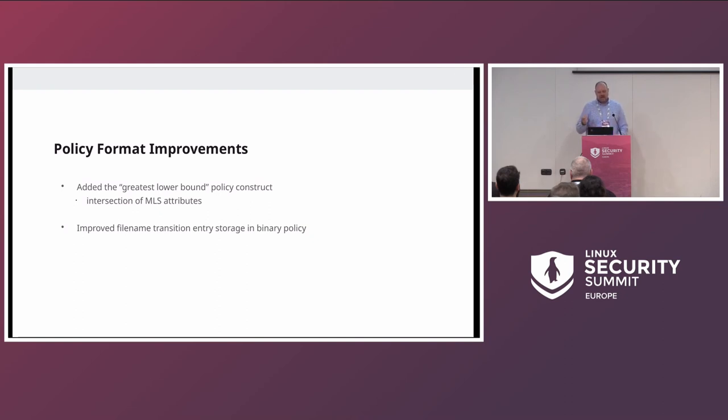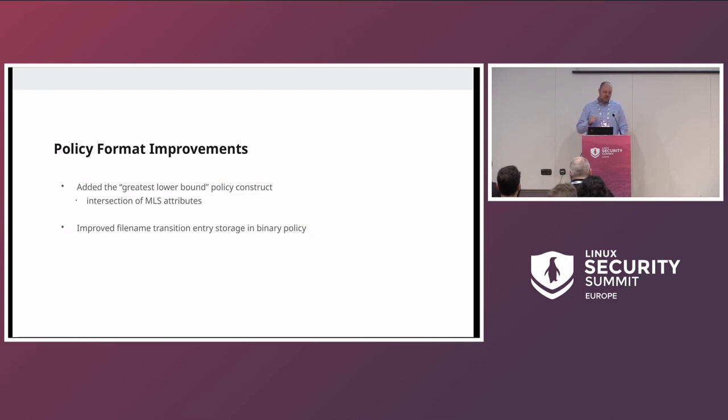We've added what we kind of call the greatest lower bound policy construct. For those of you who are familiar with multi-level security or MLS, it's usually information assurance people, government customers. This allows you to basically take two MLS labels and generate essentially their intersection, which can be very handy for a number of problems trying to solve. MLS technologies are also used for something called MCS, which you might be more familiar with from sVirt, or this is how you provide SELinux enforced separation of VMs, and it's also been applied to container technologies. So this would also be available for that, although arguably perhaps not as useful. It's more of an MLS functionality.